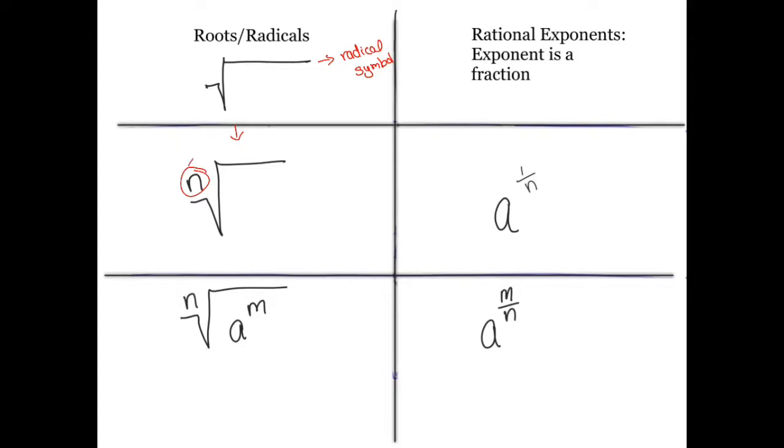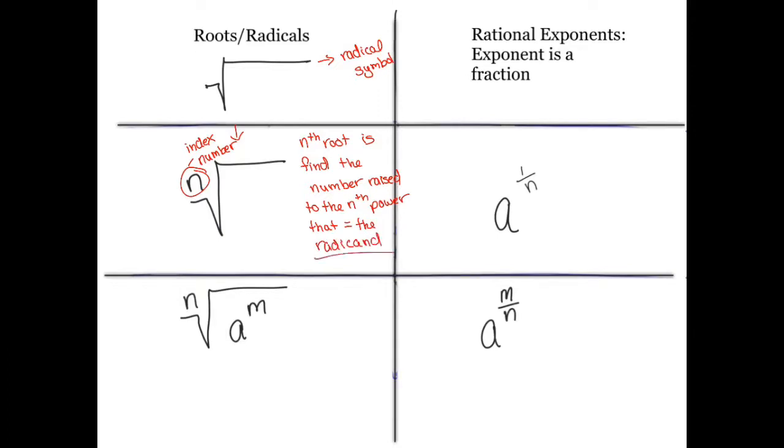This n right here is what we call the index number. And that's describing the root that we're looking for. So the nth root is finding the number, let's say the number raised to the nth power that equals the radicand. Okay, so now we just used a term here.